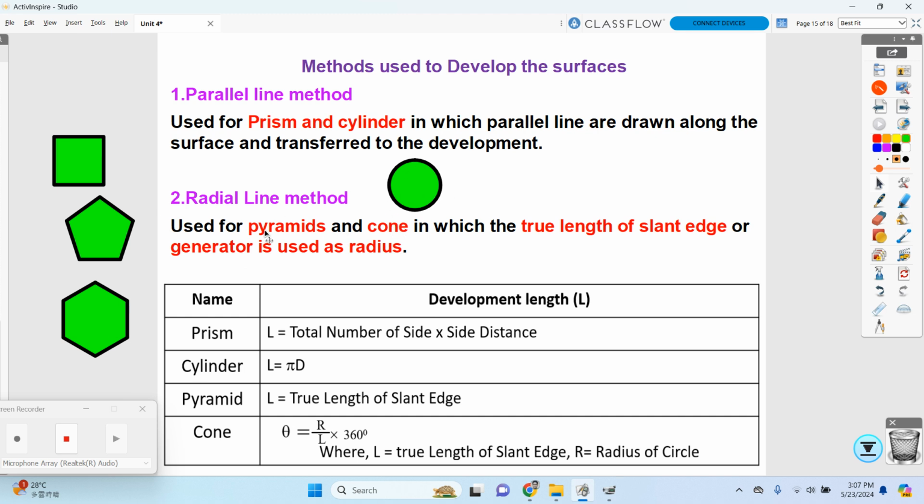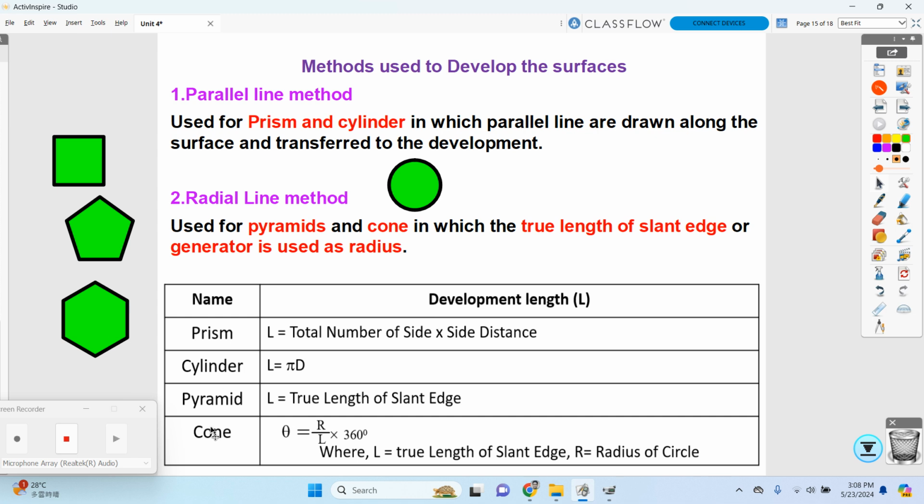In the case of pyramids and cones, your apex will be a single point. Your base may have 4 sides, 5 sides, 6 sides, or be circular, but on the top you will be connected to only one point, which is called the apex point. When you connect the slant edges to a single point, you can develop a true line, and based on the true line only, you can develop the development line. So for a pyramid, L is the true length of the slant edge, for all the pyramids.